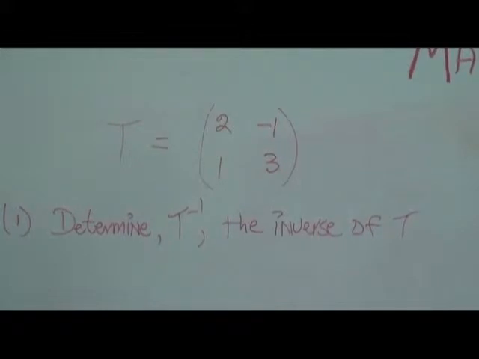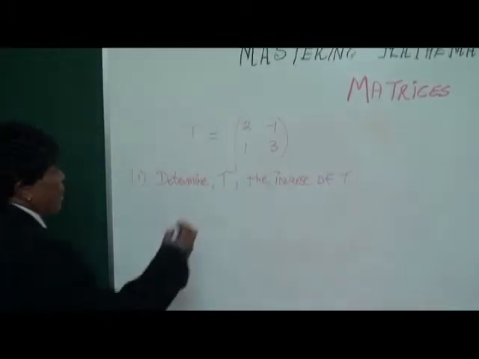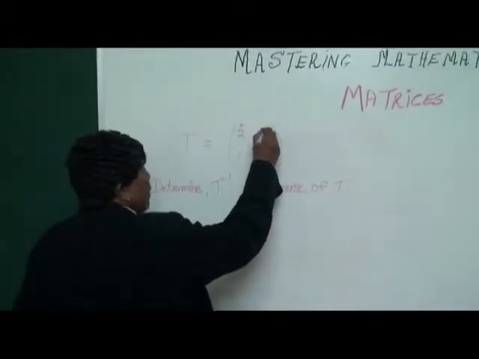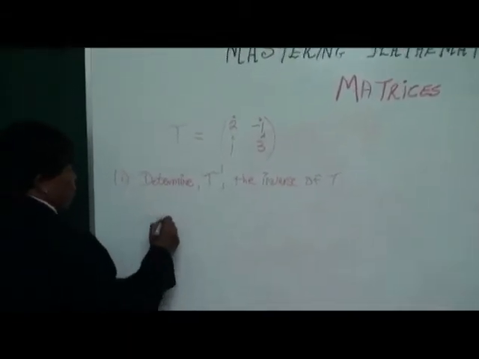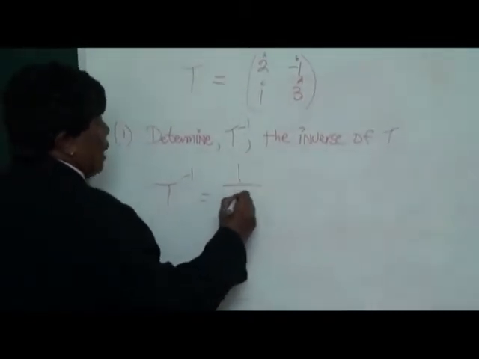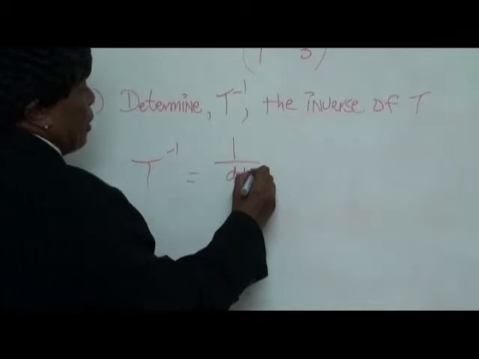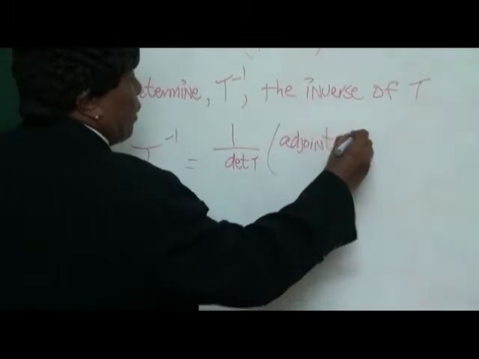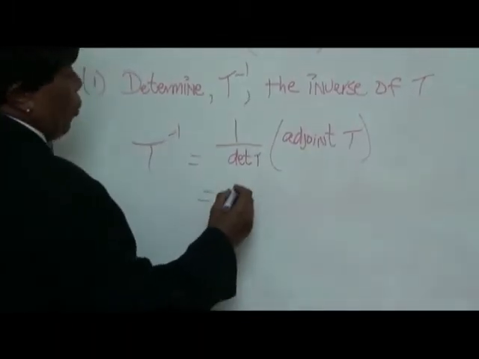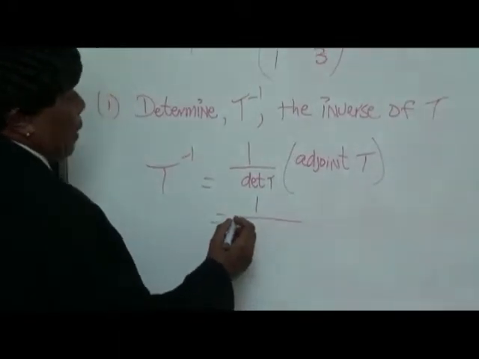It does not get any more difficult than what your teachers have been giving you. All you have to do is do the work, be diligent, and learn those things. Again, we're accustomed to our little a, b, c, and d. Just as we said before, our formula for T inverse is 1 over the determinant of T, times the adjoint of T.